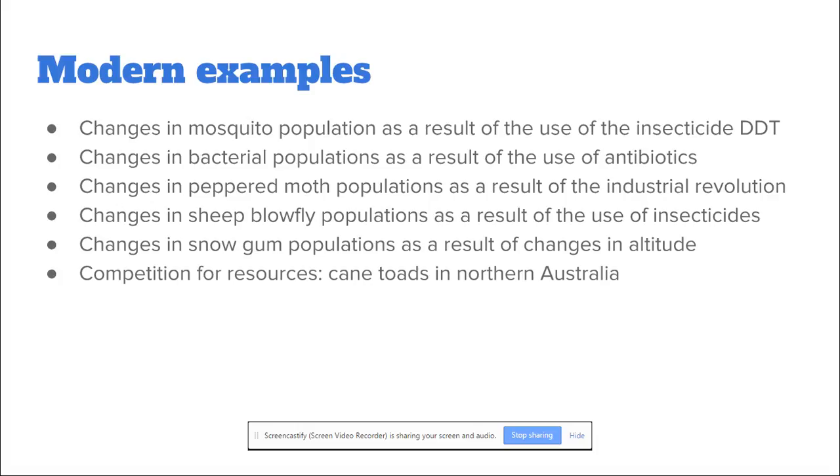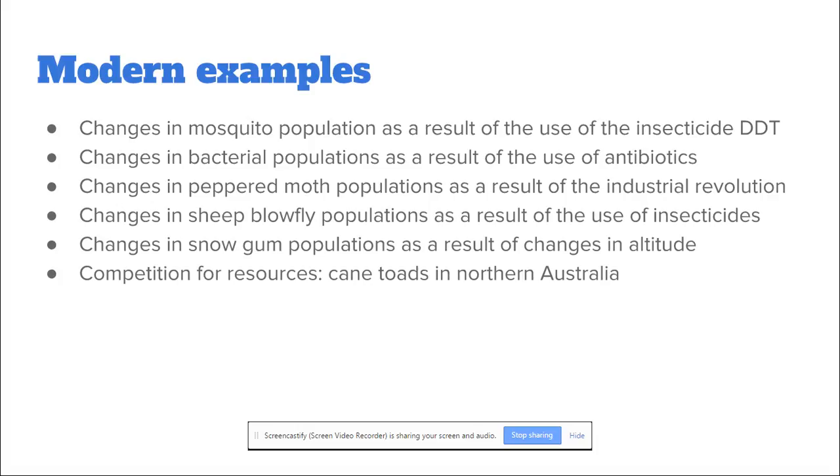Because of the dark color of the tree trunks, the dark moths, which had previously been eaten by birds because they weren't able to camouflage, were now camouflaging in the dark trees, as opposed to the lighter colored moths, which now were heavily sought out by birds and other predators. So therefore, we see a change in the population.